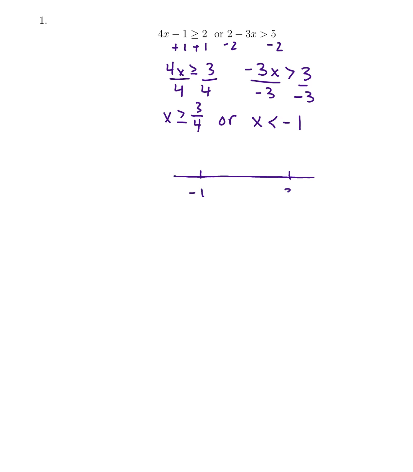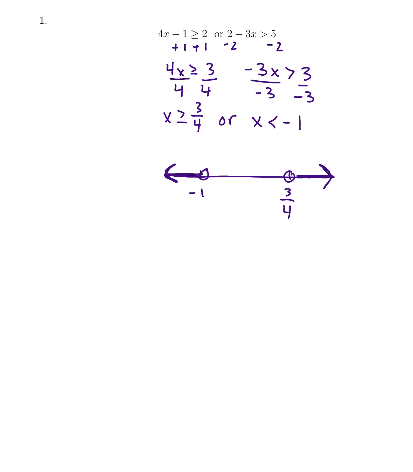In this case, this looks similar to what we just did. Less than negative 1 and greater than 3 over 4 don't have any places where they overlap, but since this says or, that's okay. We only need our solutions to satisfy one or both inequalities. Numbers less than negative 1 will satisfy this inequality. Numbers greater than 3 over 4 will satisfy this first one.